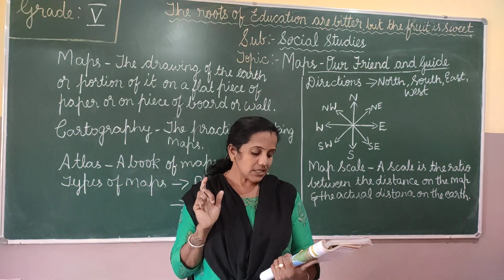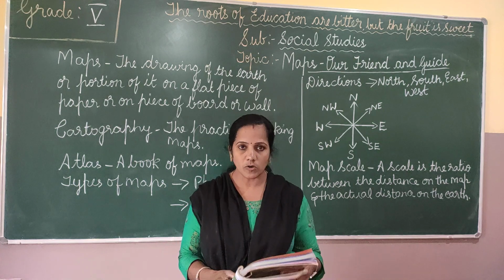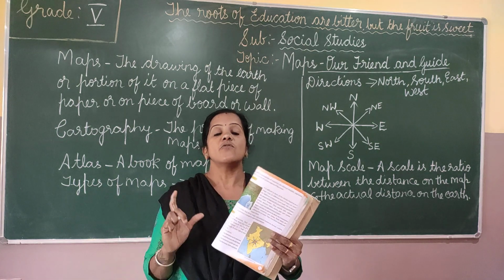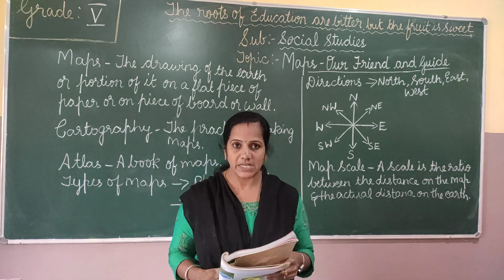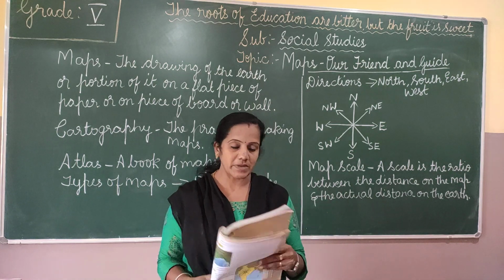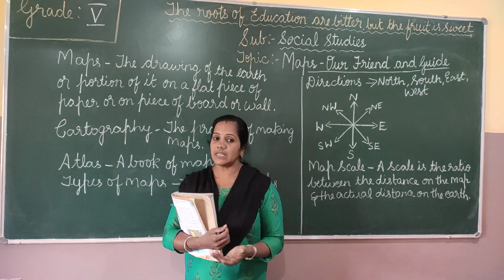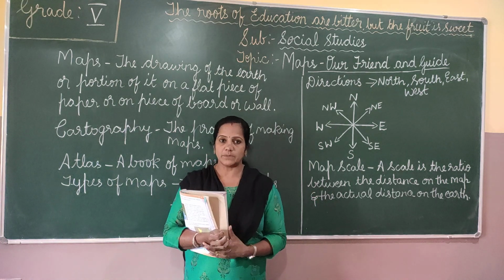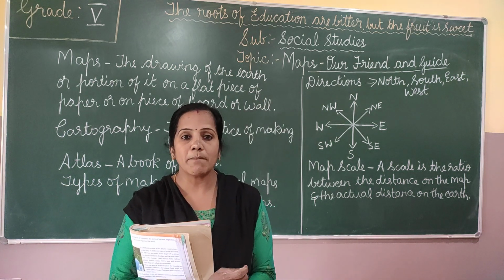And next, the globe shows the central position, whereas the map shows the relative position of places. And the last point, a globe is costly, the map is cheaper. Okay, so once again I will tell you what are the differences between globe and map.